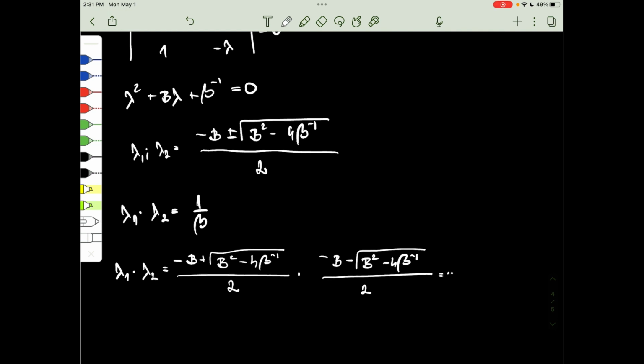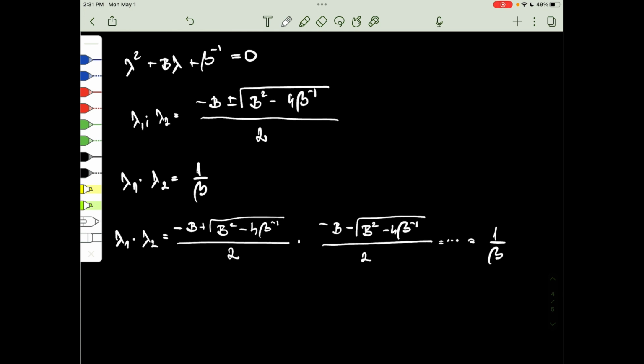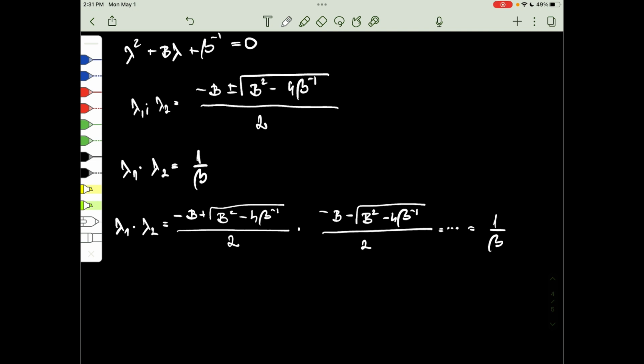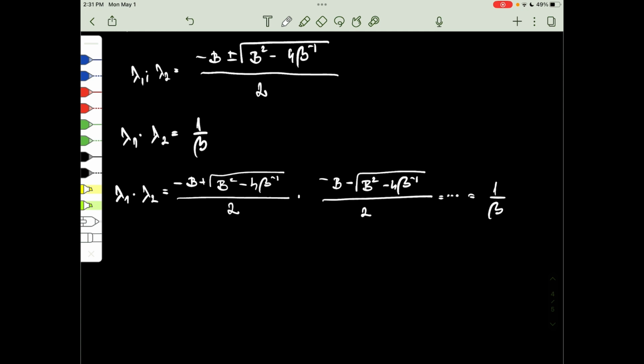Okay, and after a few steps, it turns out that lambda 1 times lambda 2 is 1 over beta. So this is a very important first step to show that one of the roots, one of the eigenvalues is less than 1. There is one thing to check. You may remember that local stability requires that at least one of the eigenvalues should be less than 1 in absolute value, in modulus. Sorry.